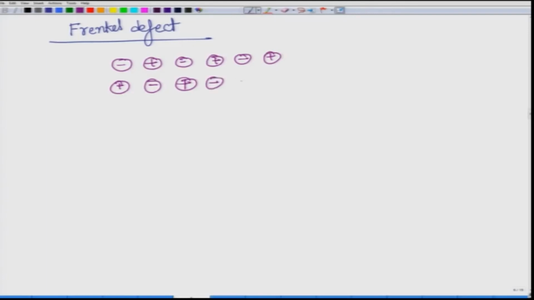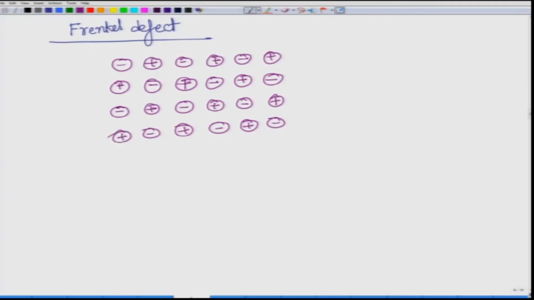So, they are alternating, and as you can see, charge neutrality has to be maintained. In order to show that, I will draw an equal number of cations and an equal number of anions. You can count that I have an equal number of cations and anions. Now, what is a Frenkel defect?